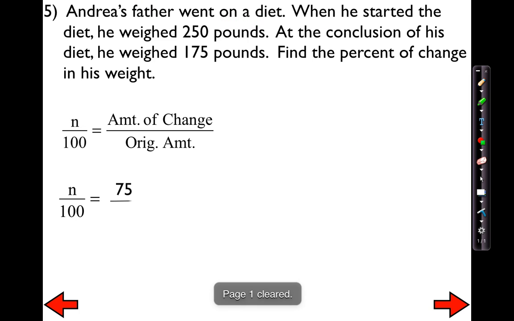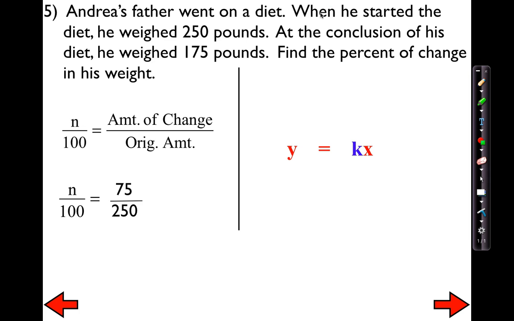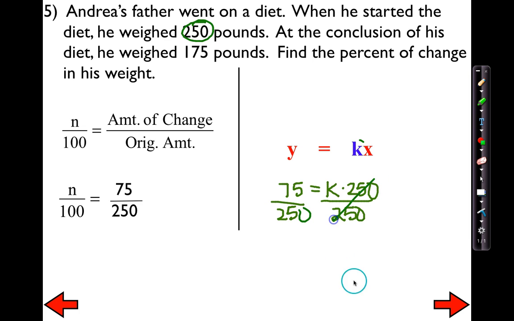Now, is there another option? Yes, the other option would be to use your equation. So here, what was the change? The change was 75 pounds. Do we know the percent of change? Nope, so we're going to leave it as a K. Do we know what his original weight was? Yes, it was 250, so we're going to multiply that by 250. To solve for K, we're going to have to divide both sides by 250. That's going to leave me with K equals 75 over 250. But again, you can see that we can reduce by 25, leaving you with 3 over 10.